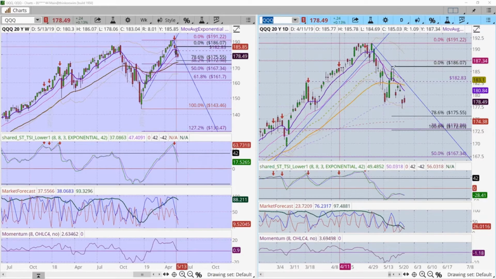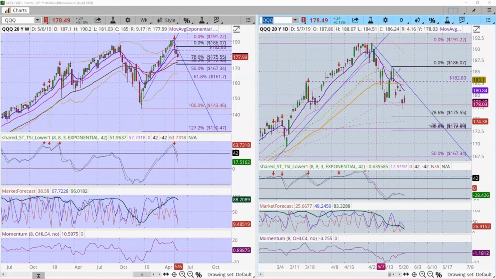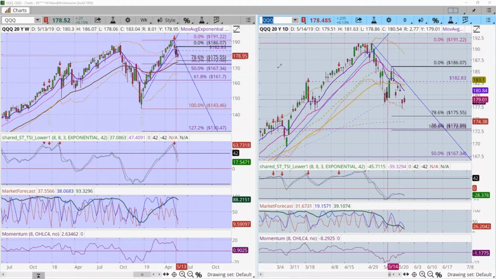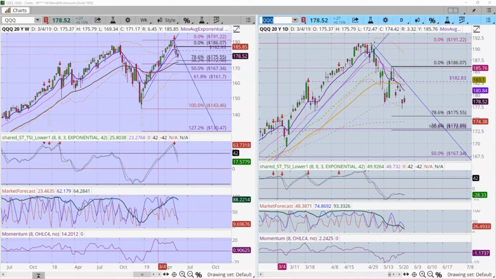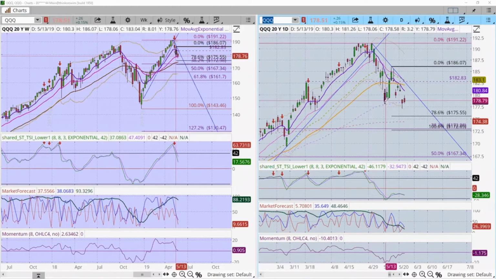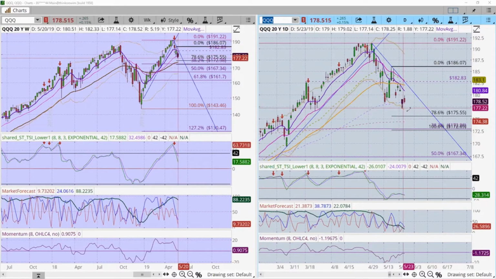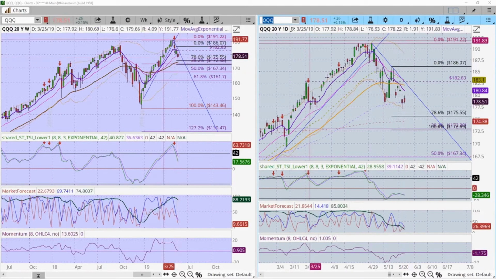But as long as we have these reversals, again, this has acted like a classical reversal pattern on a daily chart, where we had an initial thrust down, a reaction back up into the moving averages or resistance, and now another thrust down. We'll see how far this thrust continues to go.